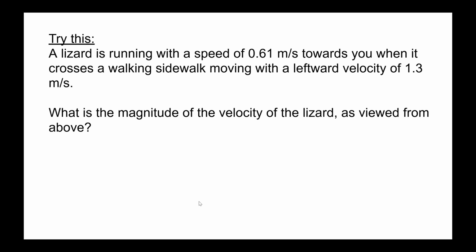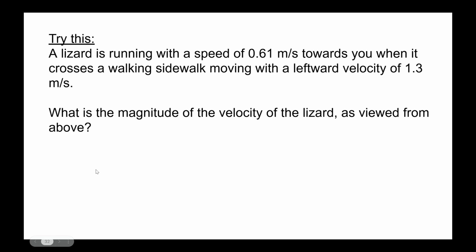Okay, here's a problem in 2 dimensions. We have a lizard running with a speed of 0.61 meters per second towards you when it crosses a walking sidewalk moving with a leftward velocity of 1.3 meters per second. A walking sidewalk is one of those things that, if you guys have ever been to an airport, it's just like a conveyor belt on the floor. Tell me the magnitude of the velocity of the lizard as viewed from above.